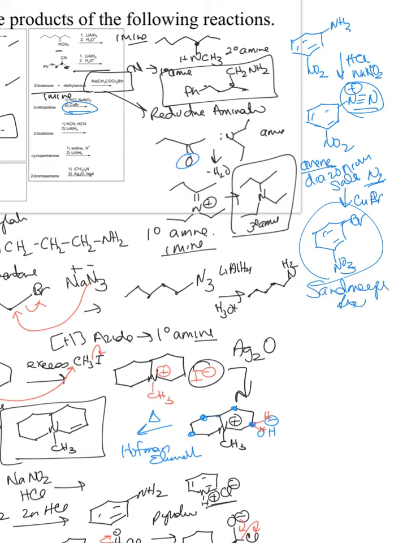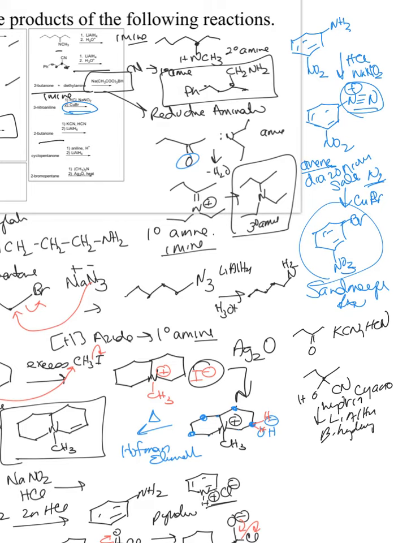Okay, the next one is 2-butanone, you have potassium cyanide and HCN. These are not the friendliest reagents to use, but that makes a cyanohydrin. And then when you reduce it with lithium aluminum hydride, you're going to make a beta hydroxyamine. So this is the way you make beta hydroxyamines.